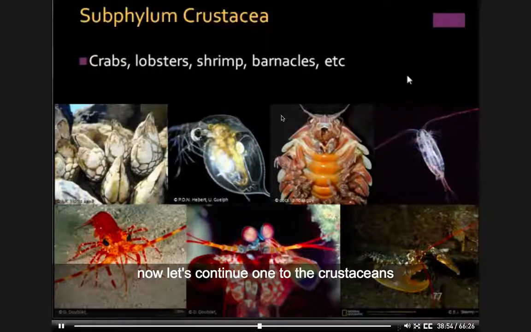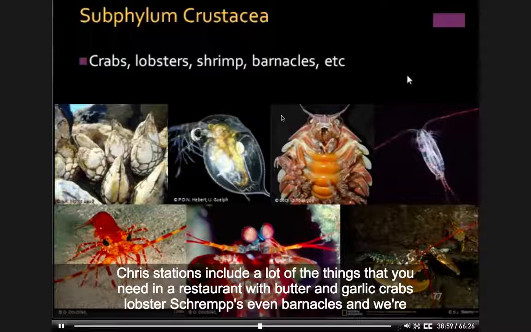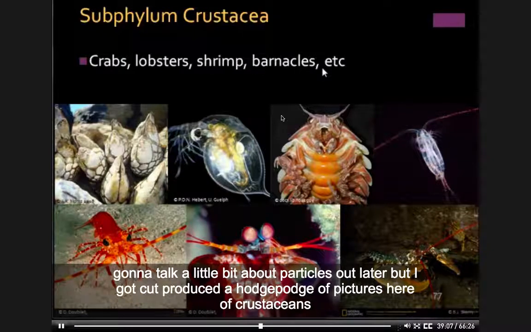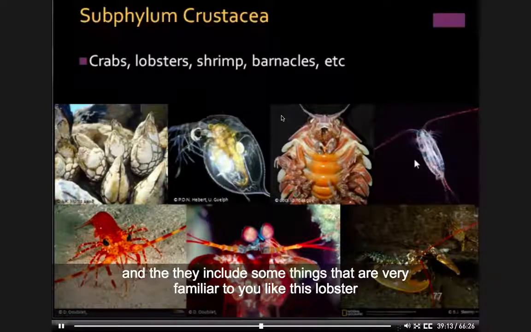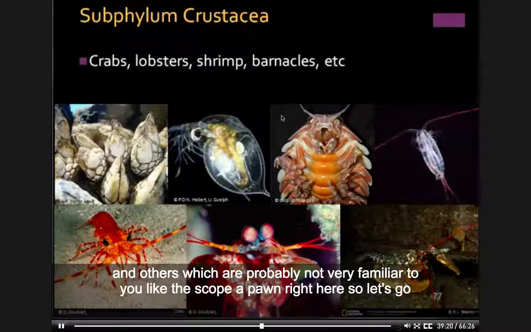Now, let's continue on to the crustaceans. Crustaceans include a lot of the things that you've eaten in a restaurant with butter and garlic. Crabs, lobsters, shrimps, even barnacles. And we're going to talk a little bit about barnacles later, but I've kind of produced a hodgepodge of pictures here of crustaceans. And they include some things that are very familiar to you, like this lobster, and others which are probably not very familiar to you, like this copepod right here.